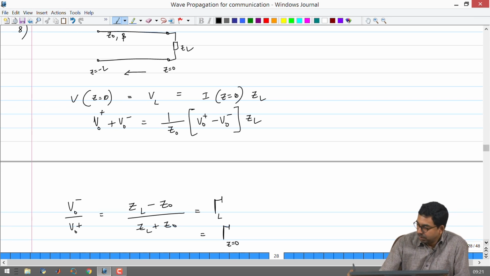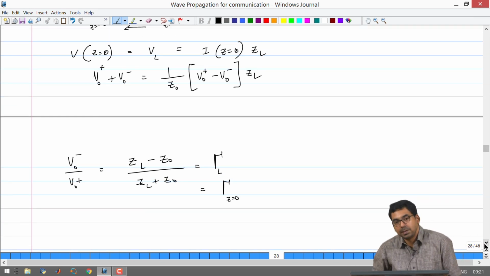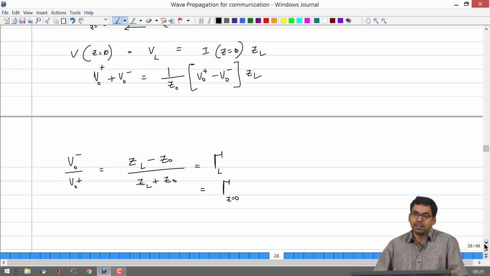Now, compared to the previous case where gamma was RL minus RC by RL plus RC, here we have ZL minus Z0 by ZL plus Z0, the most generic case. It means that each of the quantities ZL, Z0, etc. can have some component of resistance, some component of inductance, some component of capacitance, etc. However, we are considering a lossless transmission line in this case. So we have still not attached our series resistance to the inductor and parallel conductance to the capacitor yet. So the solutions are slightly easier.